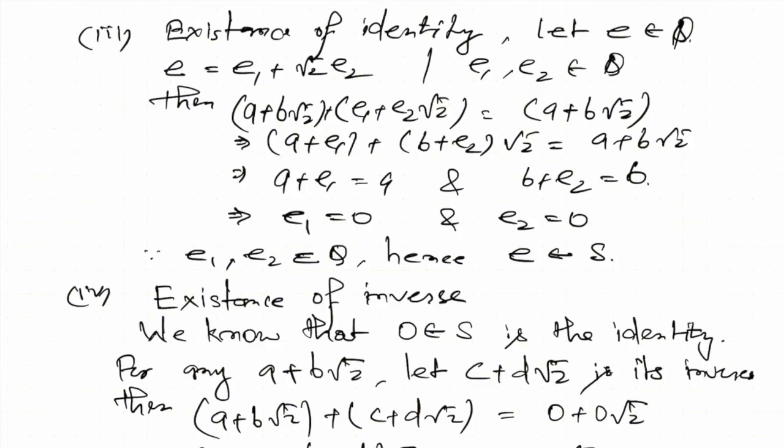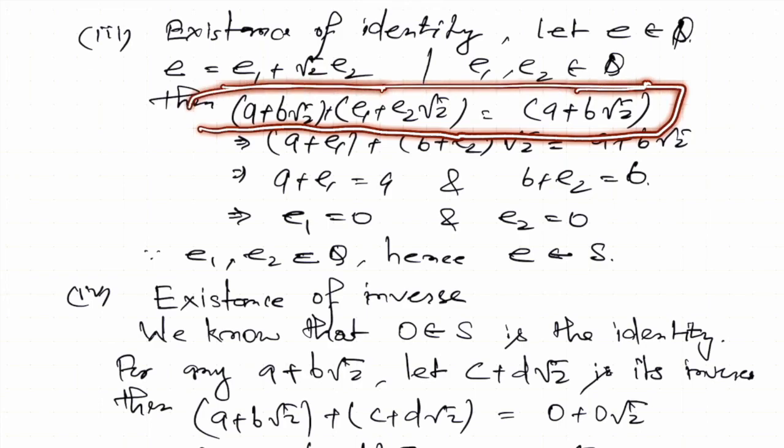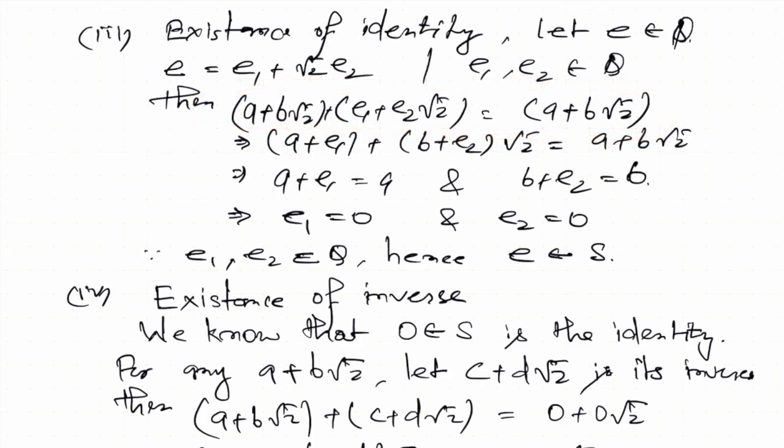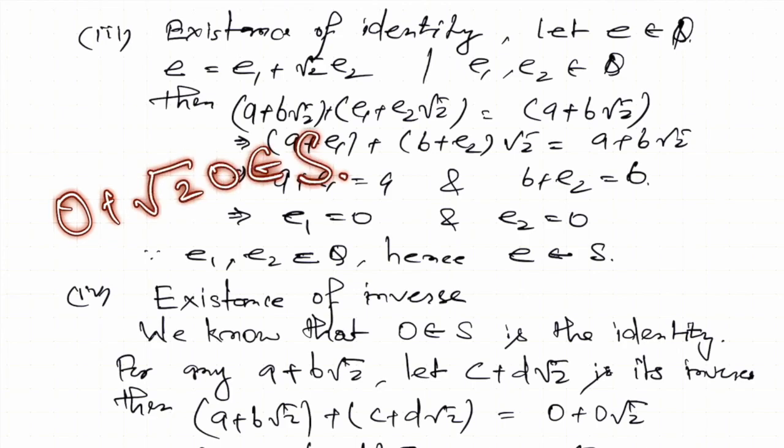Existence of identity. So consider e equal to e1 plus root 2 e2, with e1, e2 belonging to Q, as the identity. So we have to solve this identity equation: a plus b root 2 plus e1 plus e2 root 2 equal to a plus b root 2. Basically we take some arbitrary element x belonging to S, and the identity e must satisfy x plus e equal to x. After solving we will find that e1 equals 0 and e2 is also 0. And since 0 can be written as 0 plus root 2 times 0, this belongs to S.